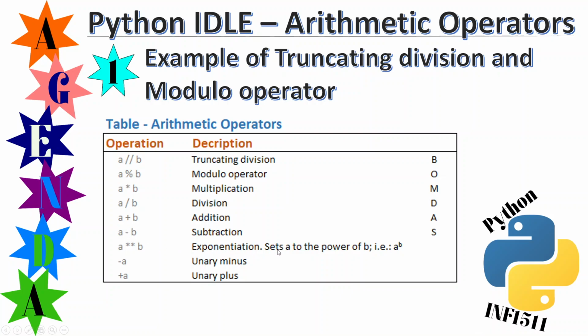And then you've got exponentiation, which sets a to the power of b, if you do it as a double star b. And then you've got a unary minus and a unary plus.